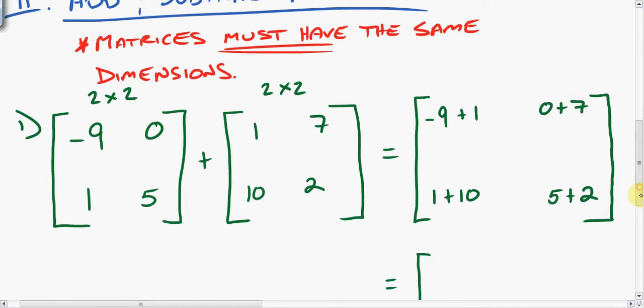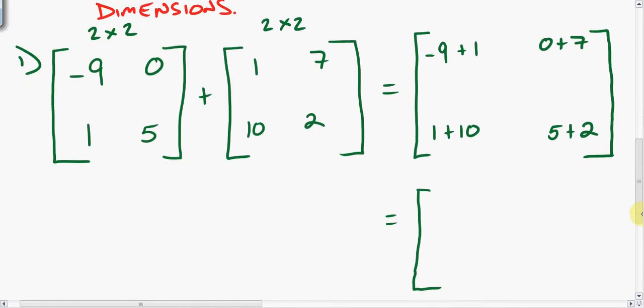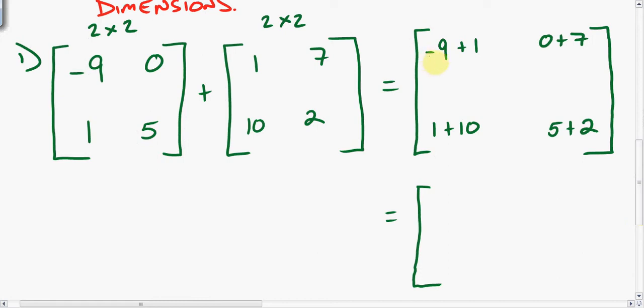So we can see we've got 4 different addition problems here with the one matrix problem. Negative 9 plus 1 gives me negative 8. 0 plus 7 gives me 7. 1 plus 10 is 11. 5 plus 2, well, that's 7. So my answer matrix here is negative 8, 7, 11, and 7. And that's your answer.